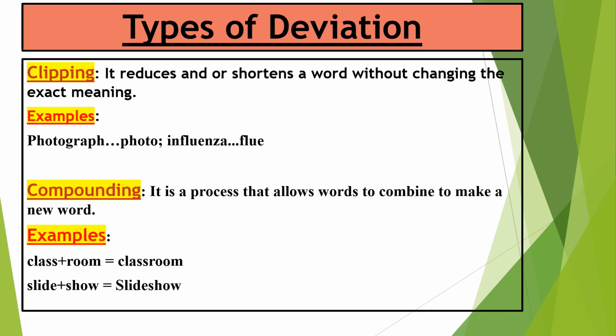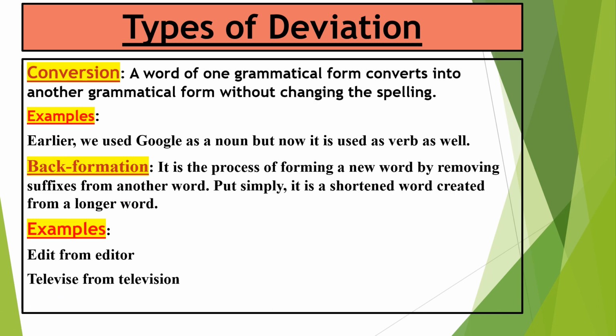Clipping, in which we reduce or shorten the word without changing the exact meaning. The meanings are not changed, but we have reduced the word: photograph, we could say photo, influenza, flu. Compounding, in which we again combine two words but we do not shorten them, as we do in blending, जिसमें हमने उसमें branch बना दिया. But in compounding we do not shorten these words, as we have classroom, as we have slideshow.